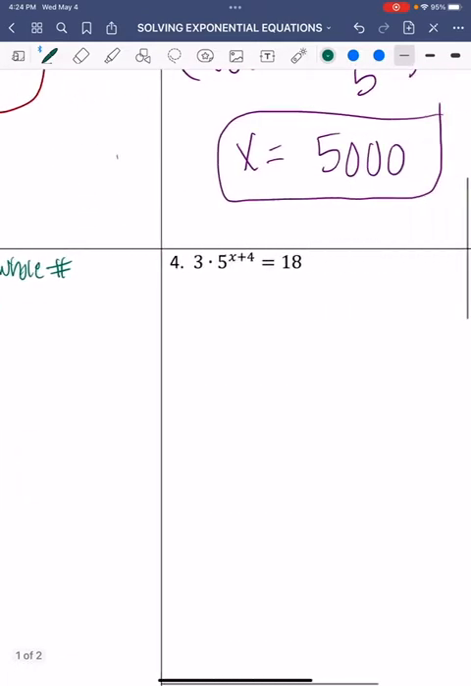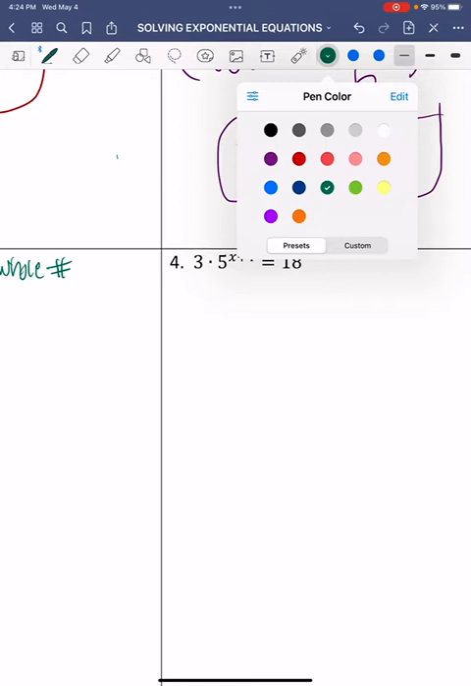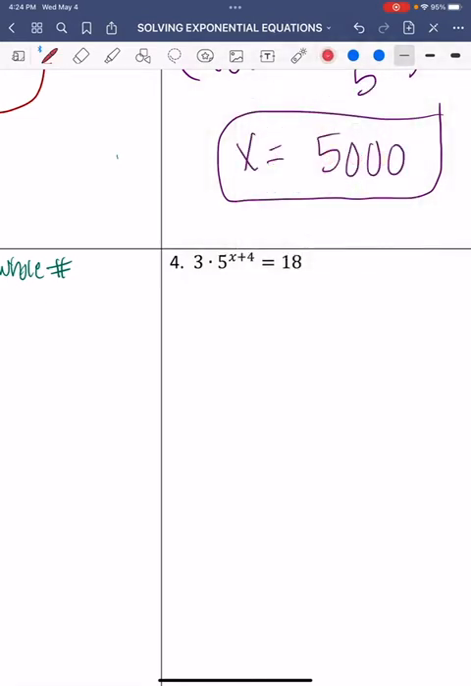All right, number 4. So what happens when I can't rewrite using the same base? So first of all, there are no logs in this problem. And I cannot rewrite 18 with a base of 5. Like, that makes no sense. So the first thing I'm going to do is divide both sides by 3. You cannot multiply 3 times 5. That's voodoo.